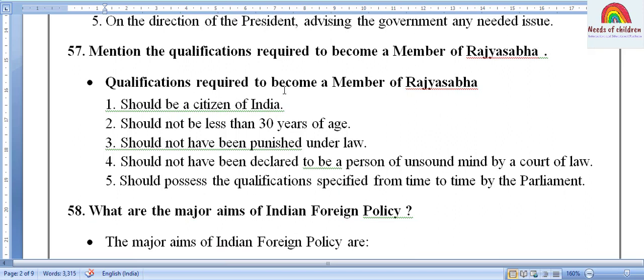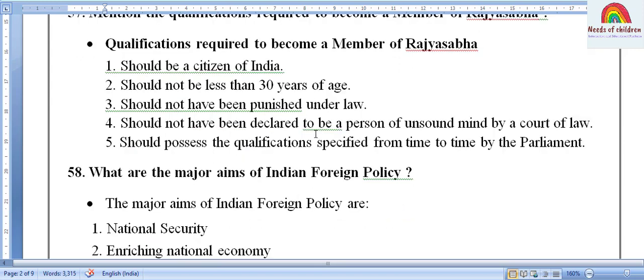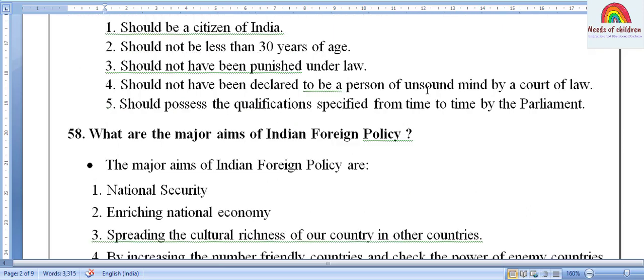Qualifications required to become a member of Rajya Sabha: should be a citizen of India, should not be less than 30 years of age, should not have been punished under the law, should not have been declared to be a person of unsound mind by a court of law, should possess the qualifications specified from time to time by the parliament. So these are the points. Let's move on to the next question.